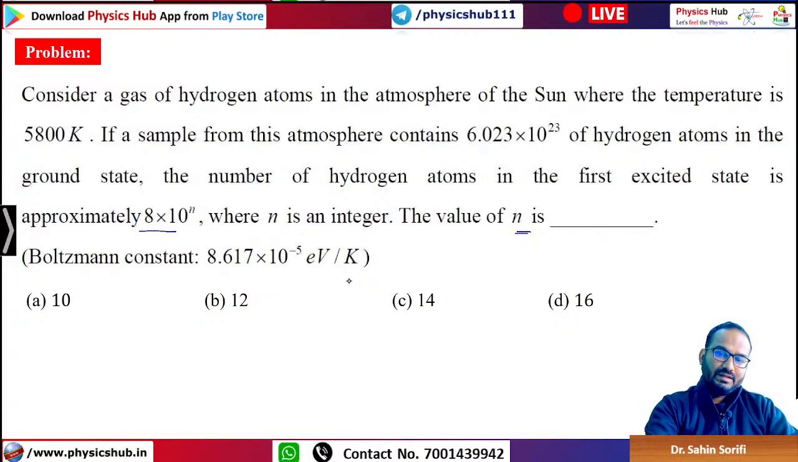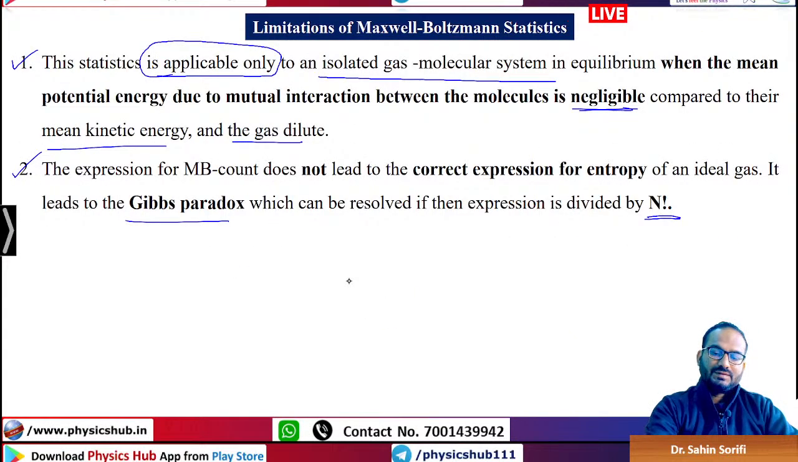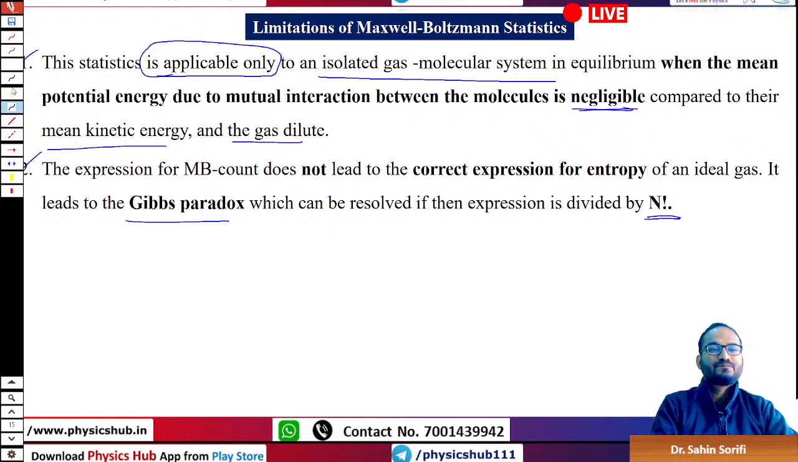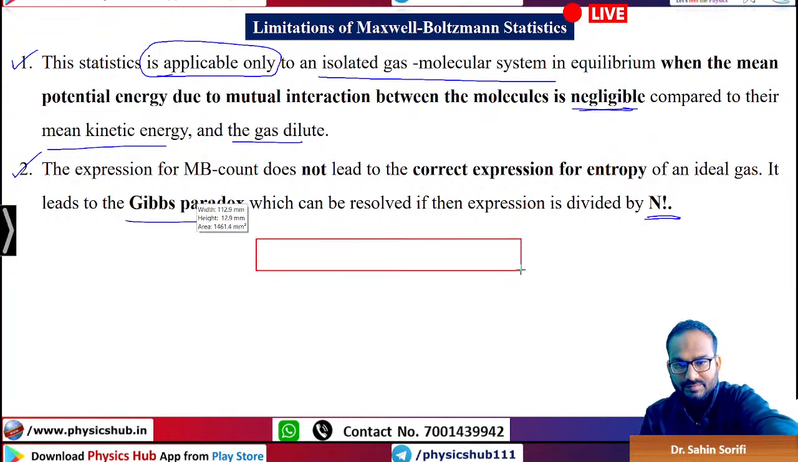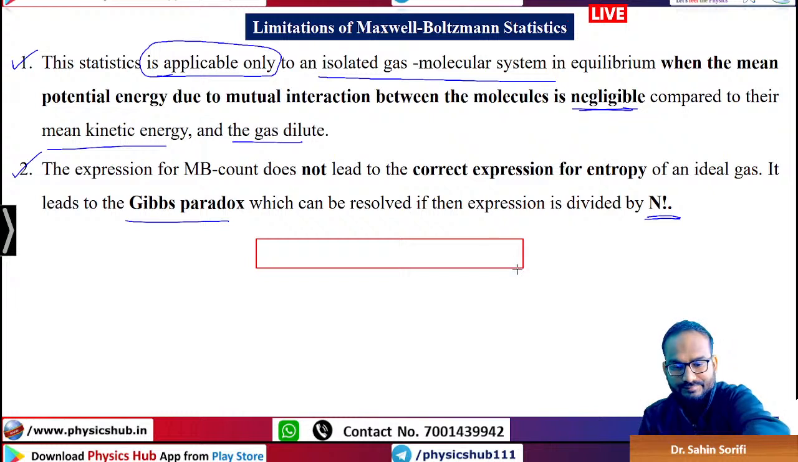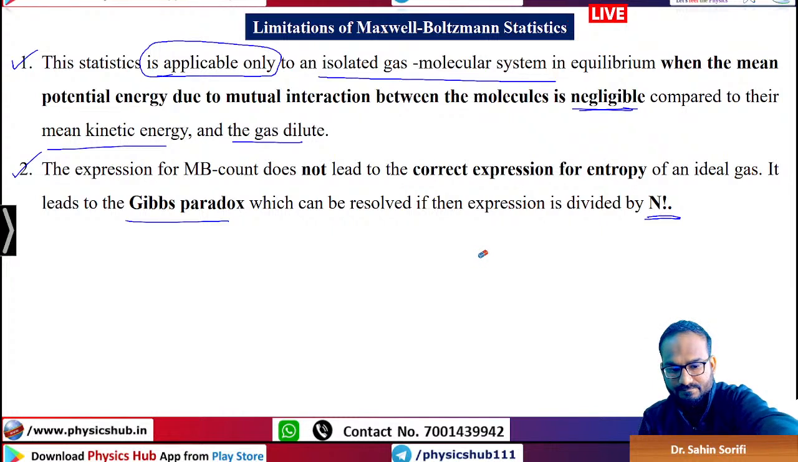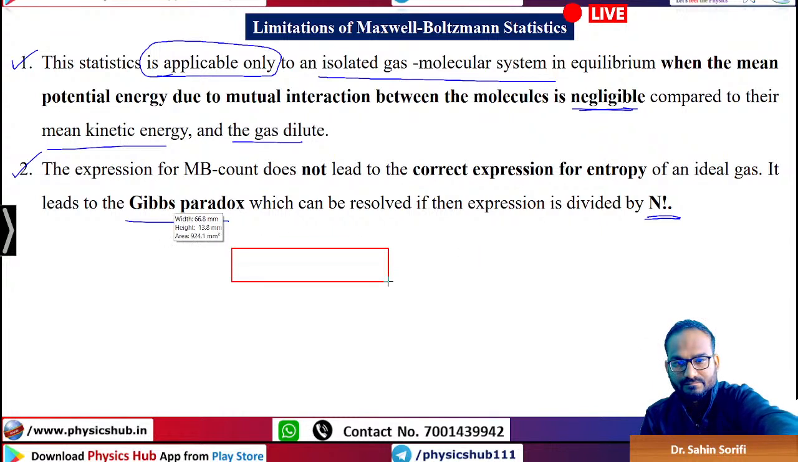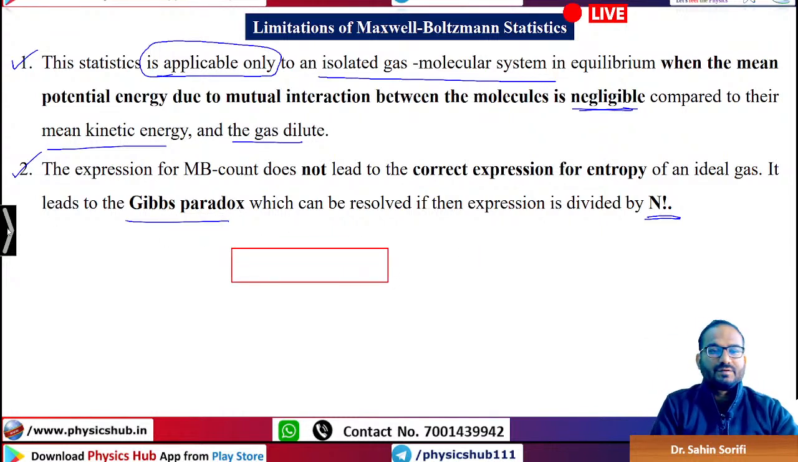Before you solve this particular problem, let me give you another portion of the theory, because without that you may not be able to solve this question. So you keep it as a note.